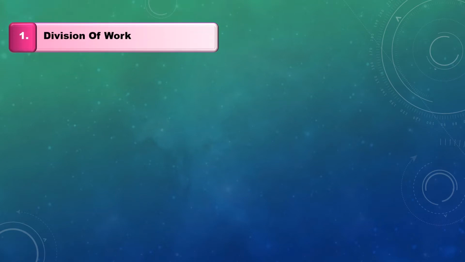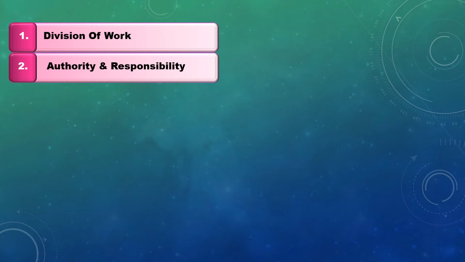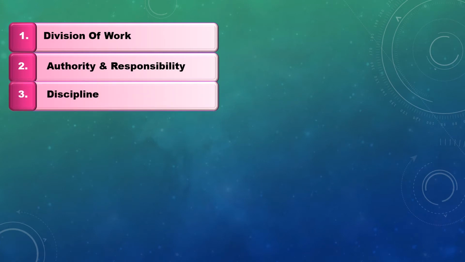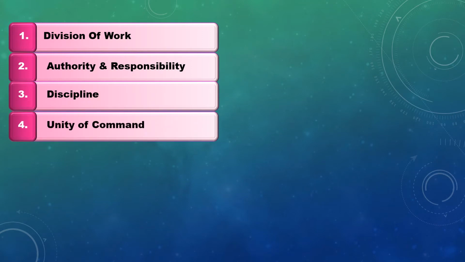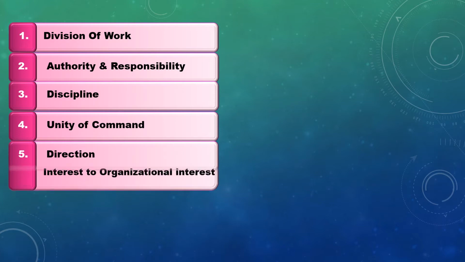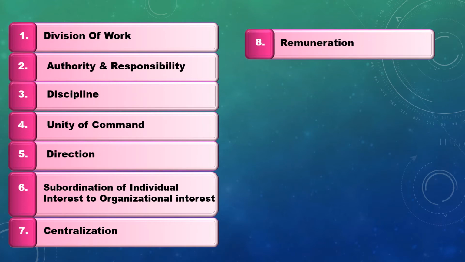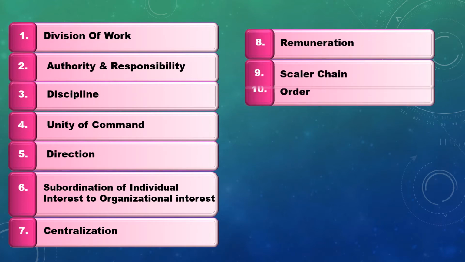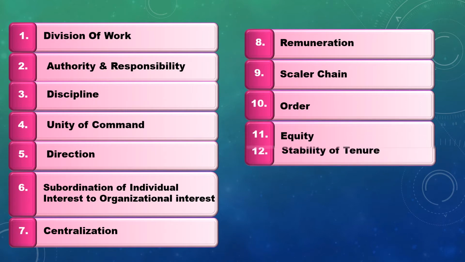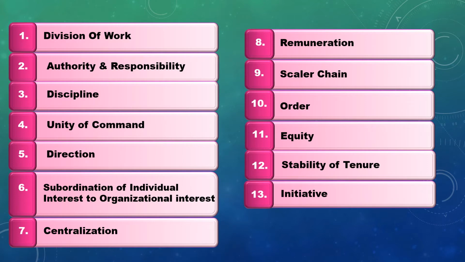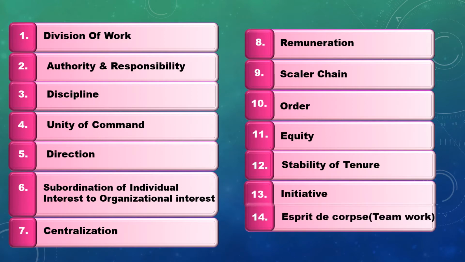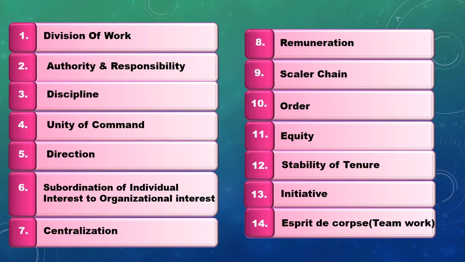The 14 principles of management are as follows. First one, division of work. Second, authority and responsibility. Next, discipline. Fourth one, unity of command. Fifth, direction. Next, subordination of individual interest to organizational interest. Seventh, centralization. Next, remuneration. Scalar chain. Order. Equity. Stability of tenure. Initiative. And last one, esprit de corps, that is teamwork. Now, let us study all the principles in detail.